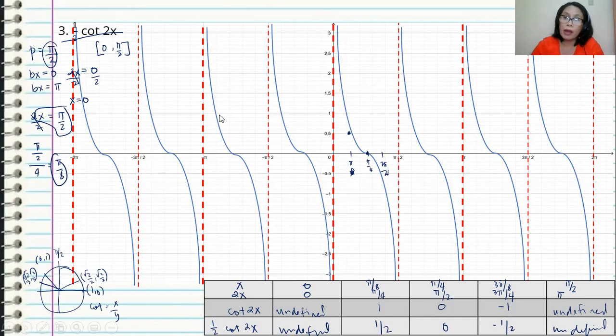Normally, the graph of the tangent function is increasing from left to right. But if it's like a negative tangent x, where the value of the amplitude is negative, the graph will be flipped. Now, on the other hand, the graph of the cotangent function is decreasing from left to right. If we come up with a negative amplitude, or should I say negative cotangent, then that's the time that the graph will be flipped and the graph will be increasing. So that's it for now.